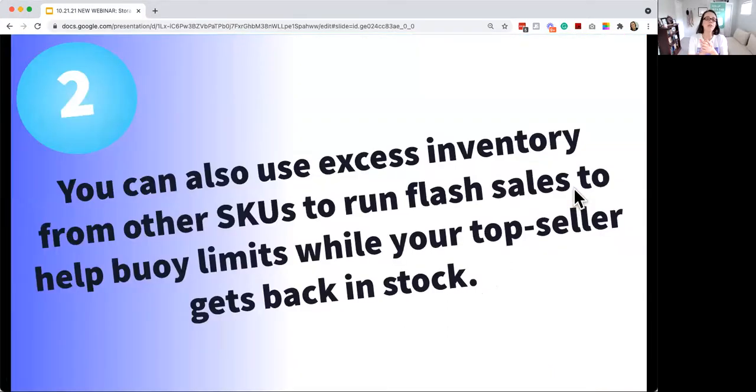All right, the other thing to do if you find yourself stocking out and you don't want your restock limits to tank is to use excess inventory from other SKUs to run a flash sale to help boost your limits. The great thing about storage type limits versus ASIN type limits is that we used to have ASIN type limits, right? If you all remember, ASIN type limits restricted your inventory based on each ASIN. And when you stocked out of an ASIN, you couldn't recover that very easily. Well, now we have storage type limits. If you stock out of one product, you can use excess inventory to run flash sales to increase your restock limits so that when you get your top seller back in stock, it won't be quite so difficult for you.